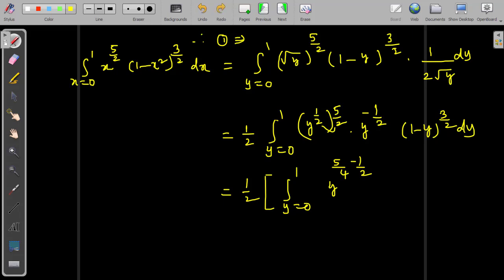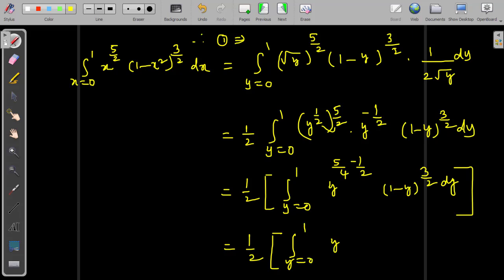Okay, so finally you will get here 5 by 4 minus 1 by 2 times (1 minus y) power 3 by 2 dy. After that, the next step, half times integral y from 0 to 1. So this could be simplified. Here LCM is 4, so 5 minus 2 by 4, which means 3 by 4. Finally, the difference of these two fractions is 3 by 4. After that, here times (1 minus y) power 3 by 2 times dy.